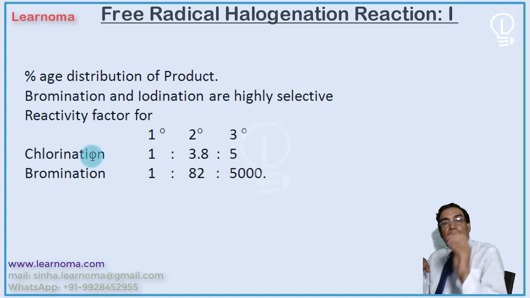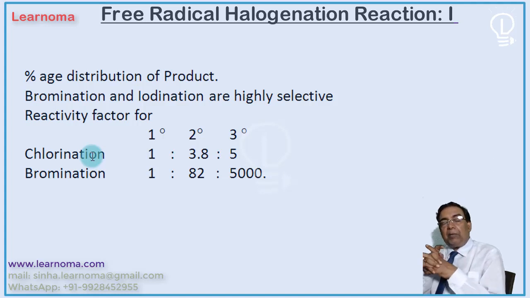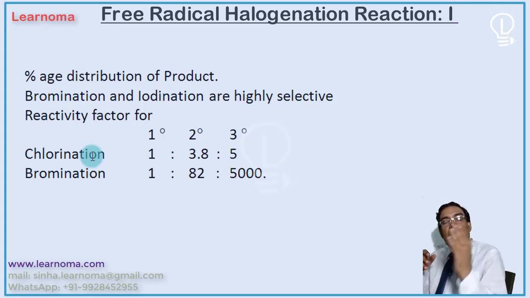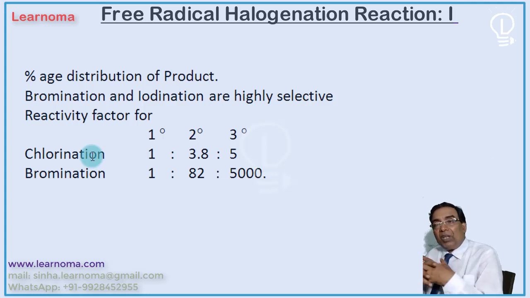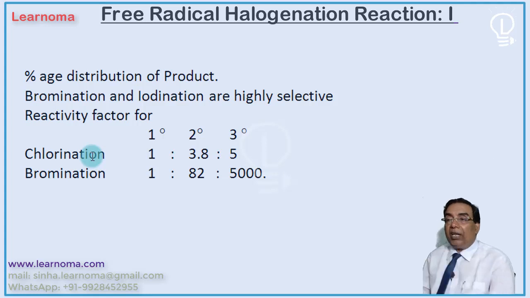Here it depends on the product of chlorination, and also on the number of 1 degree, 2 degree hydrogen atoms. Both reactivity and selectivity matter. See, the ultimate products depend on 2 factors: first, the chance of collision, how many 1 degree, 2 degree, 3 degree atoms are there, and second, the reactivity factor. For chlorination, 1 degree is less reactive than 2 degree than 3 degree. If 1 degree is 1, then 2 degree is 3.8 and 3 degree is 5. In the case of bromination, if 1 degree is 1, 2 degree is 82 and 3 degree is 5000.